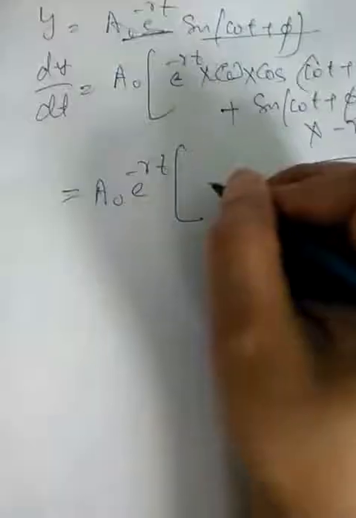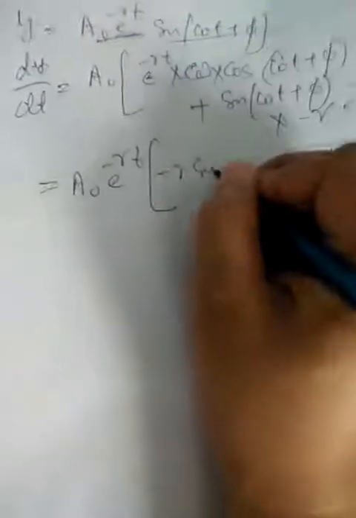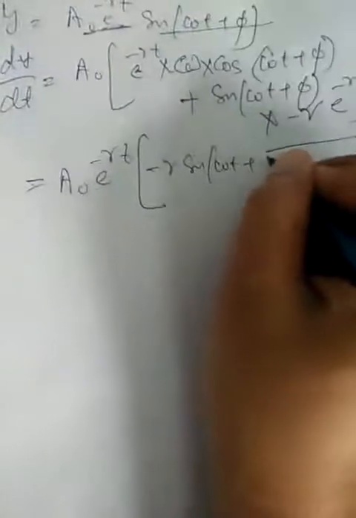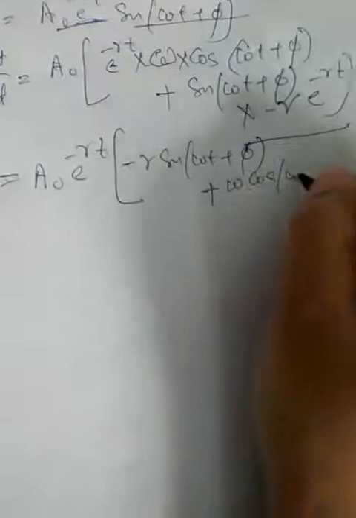So you will get minus gamma sine of omega t plus phi plus omega cos of omega t plus phi. This value comes out to be dy/dt. That is how the velocity comes out.